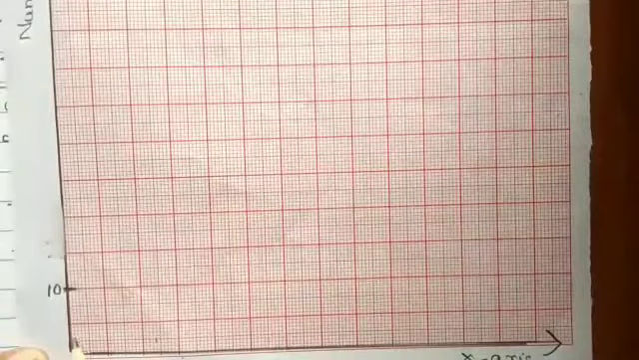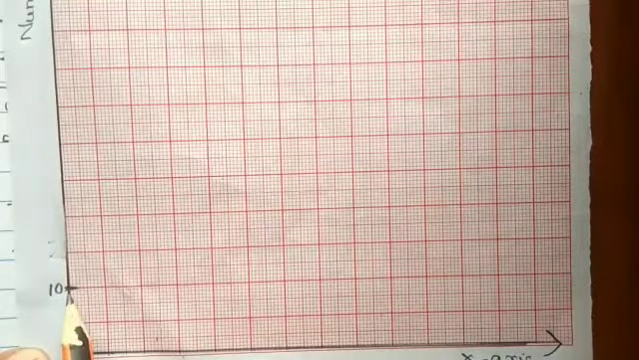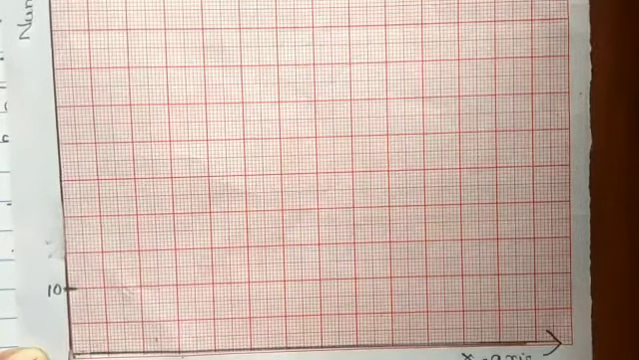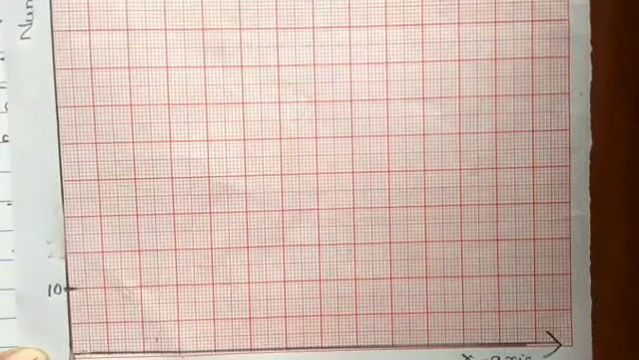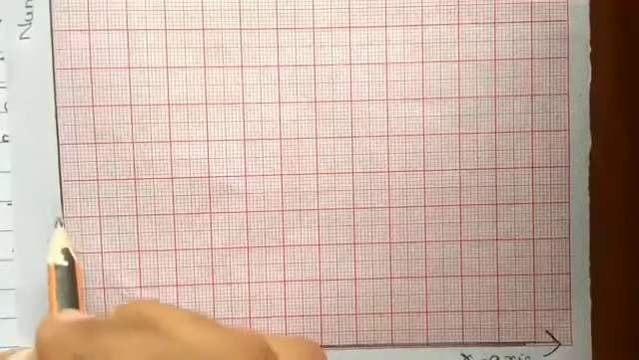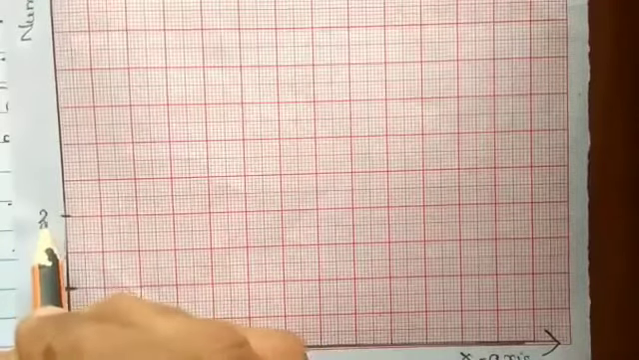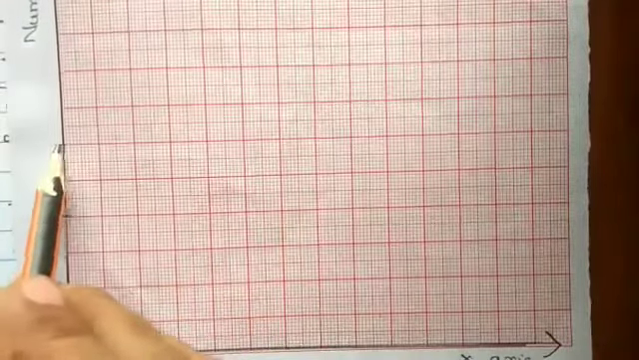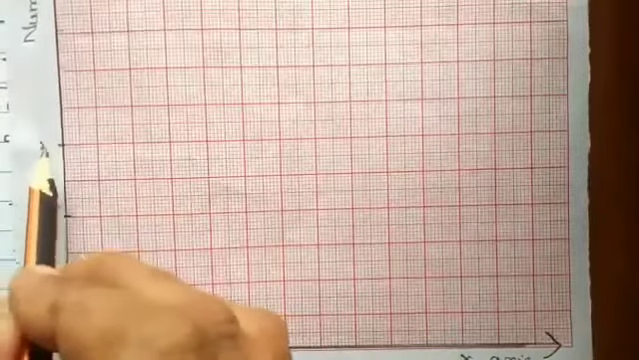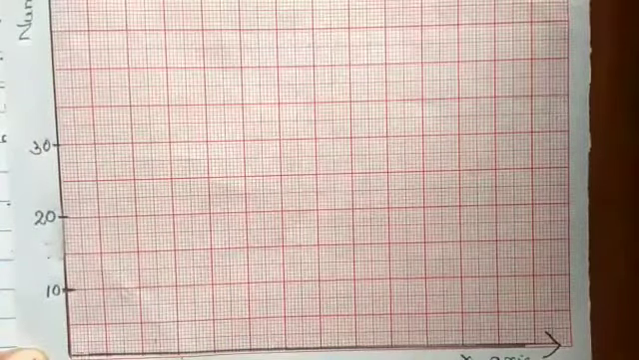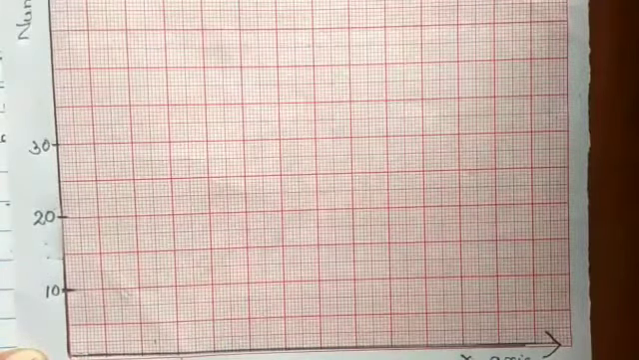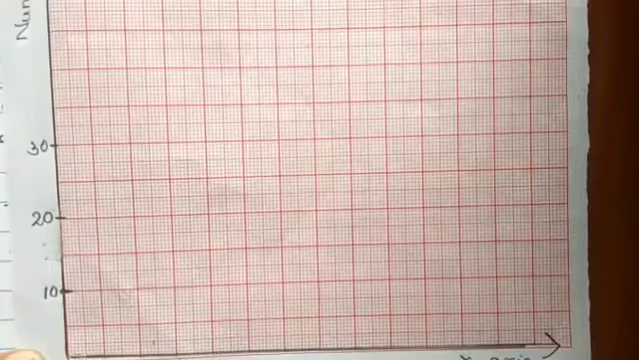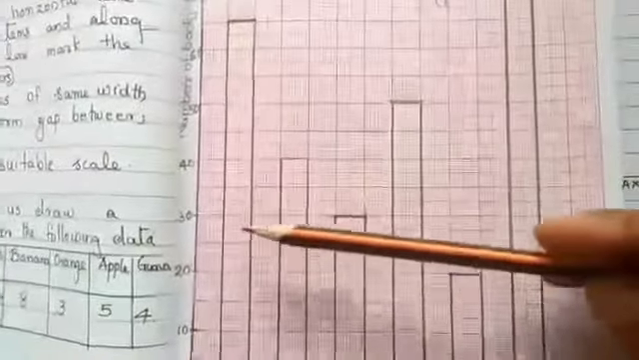So here I choose 2 centimeters as 1 unit length. Don't think 1 unit length always means 1 centimeter. Not like that. Here I chose 2 centimeters as 1 unit length. So each 2 centimeters you can mark, adding 10 books each. 10, 20. Next one, after 2 centimeters, 30. Like that up to 70 we should mark, because the maximum number of books is 70.